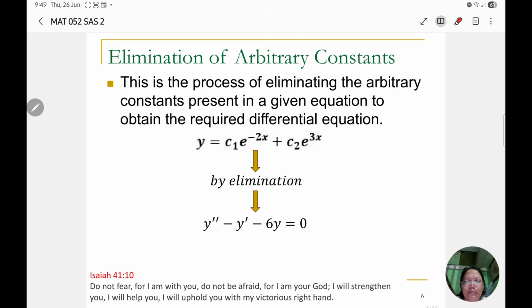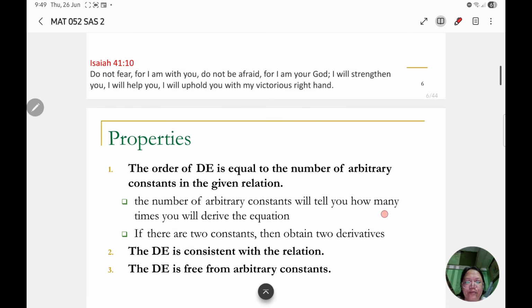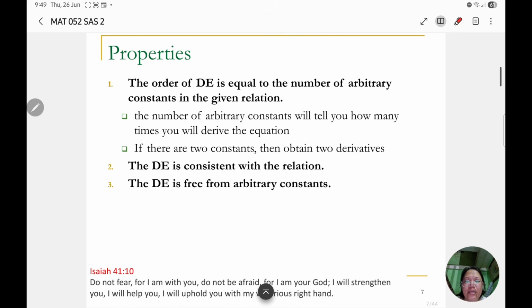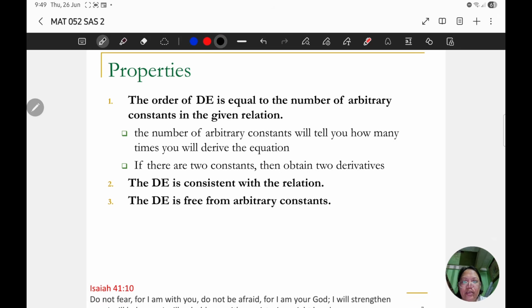So what are the properties of elimination of arbitrary constants? One, the order of the DE is equal to the number of arbitrary constants in the given relation. It means the number of arbitrary constants will tell you how many times you will derive the equation. For example, if the order is 2, then you will derive the equation twice. If the order is 3, then derive the equation thrice. That is for number 1.